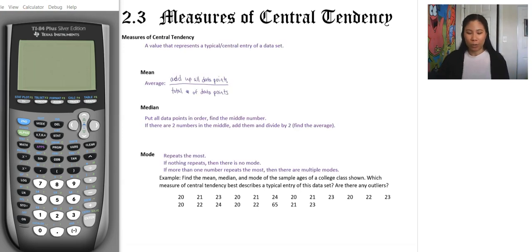So mode is a little awkward. If you have no repeats in your data set, then you're not going to have a mode at all. If you have more than one number that repeats itself, then you want to look at which one repeated the most. Then that would be your mode. If there are two different numbers that repeat the same amount of times and they're both the most, then you're going to have two modes. And it is possible to have two modes.